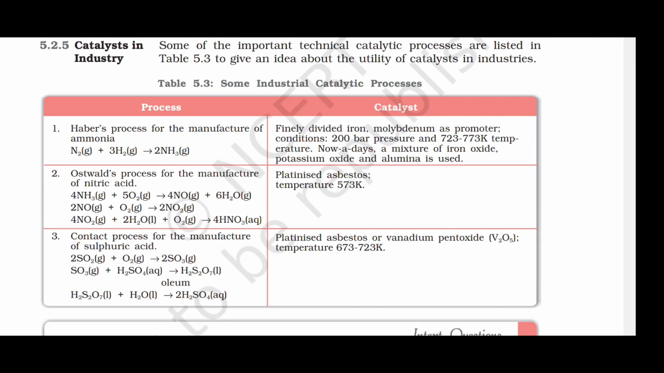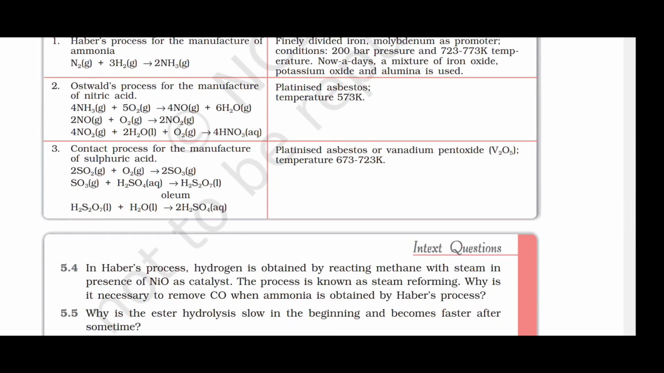टेम्परेचर कितना लगता है? 573 केल्विन। थर्ड, कॉन्टैक्ट प्रोसेस फॉर मैन्युफैक्चर ऑफ सल्फ्यूरिक एसिड। तो सल्फ्यूरिक एसिड कैसे बनेगा? सल्फर डाइऑक्साइड लो, उससे क्या बनाओ? सल्फर ट्राइऑक्साइड। सल्फर ट्राइऑक्साइड लो और थोड़ा सा H2SO4 ऐड करो, उससे आपको ओलियम मिलेगा, H2S2O7। ओलियम में पानी मिला दो तो सल्फ्यूरिक एसिड मिल जाएगा। कैटलिस्ट क्या लग रहा है? प्लैटिनाइज्ड एस्बेस्टोस और वेनेडियम पेंटॉक्साइड V2O5। टेम्परेचर 673 to 723 Kelvin.